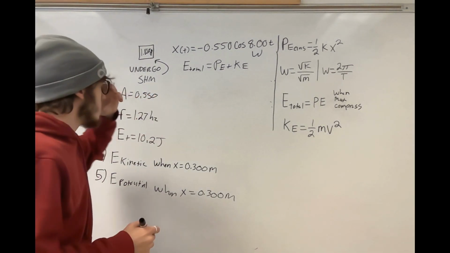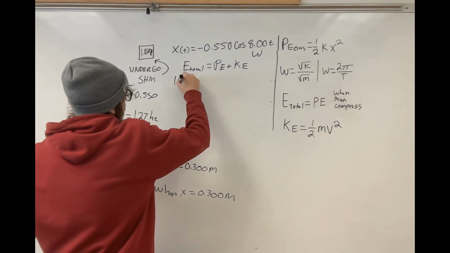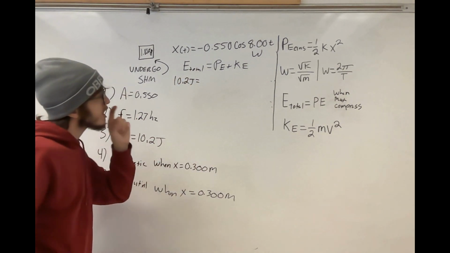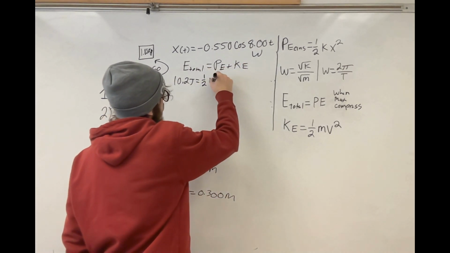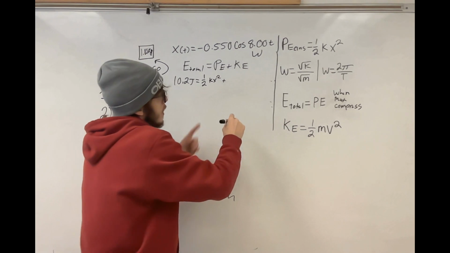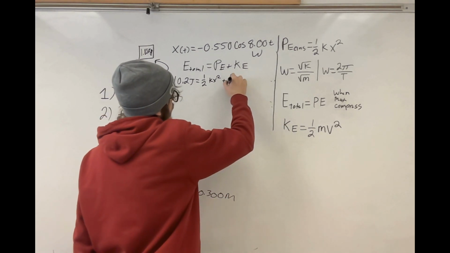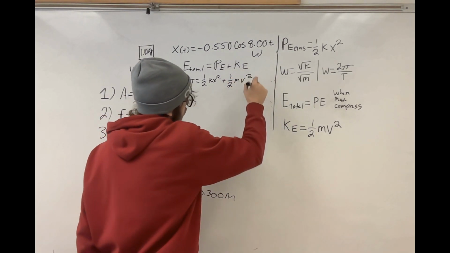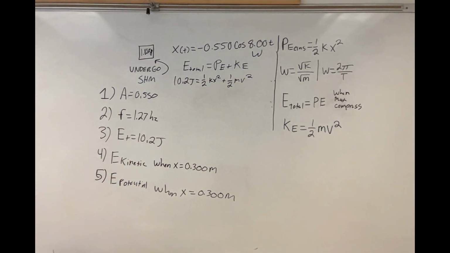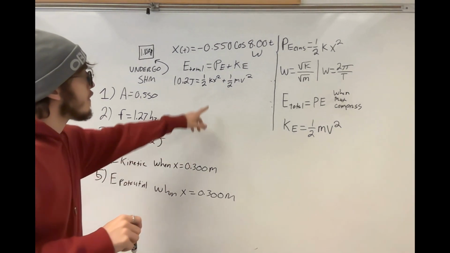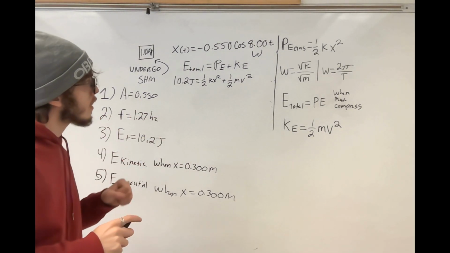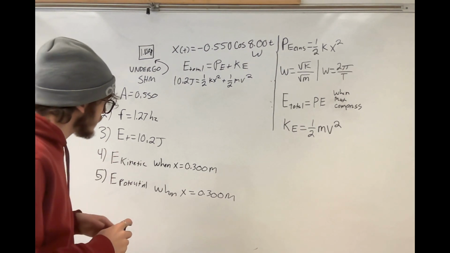Let's expand this formula. We always know that the total will be 10.2 joules. Potential energy is elastic potential energy, 1/2 kx squared. Kinetic energy is going to be 1/2 mass times velocity squared. So we have this simple formula here. We can actually solve for kinetic energy first if we know what the potential energy is. So what is the potential energy?